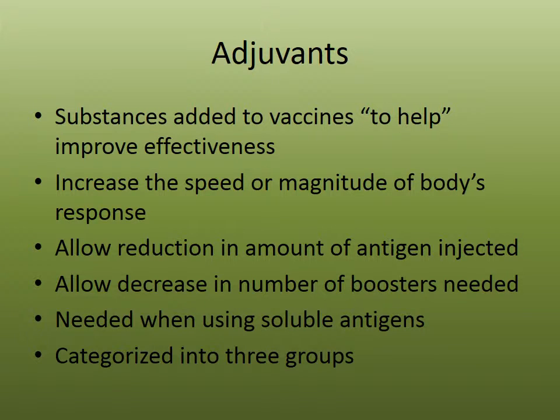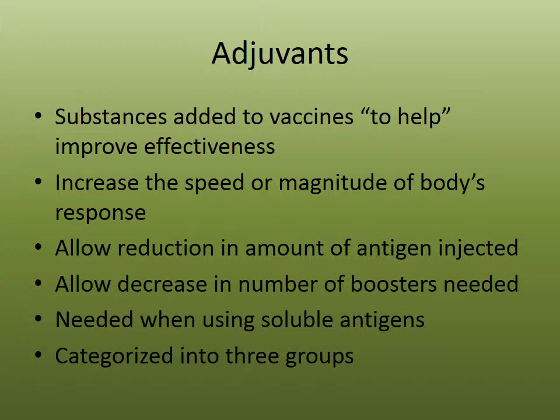Adjuvants. I promised we'd talk about this, and here it is. Adjuvants are simply substances that are added to vaccines to help improve the effectiveness of those vaccines. They increase the speed or magnitude of the body's response. They allow reduction in the amount of antigen injected, and a decrease in the number of boosters needed. And they are actually required when you're using soluble antigens.